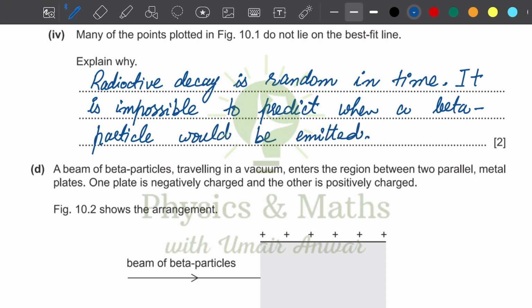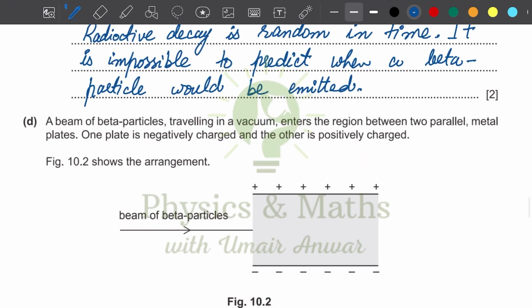So there is no pattern in this emission. It is unpredictable. That is why the points sometimes lie above the best fit curve or the line, and sometimes they lie below the line.